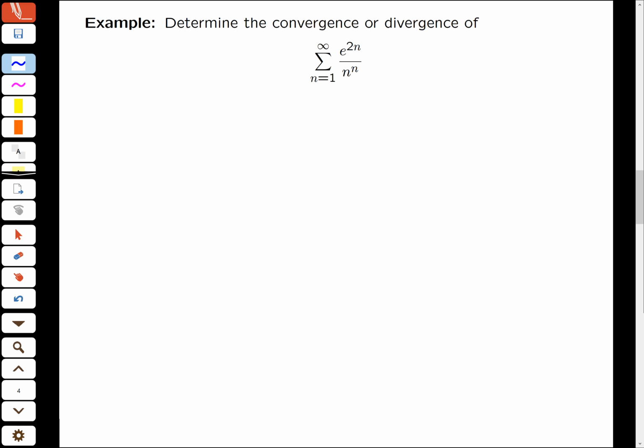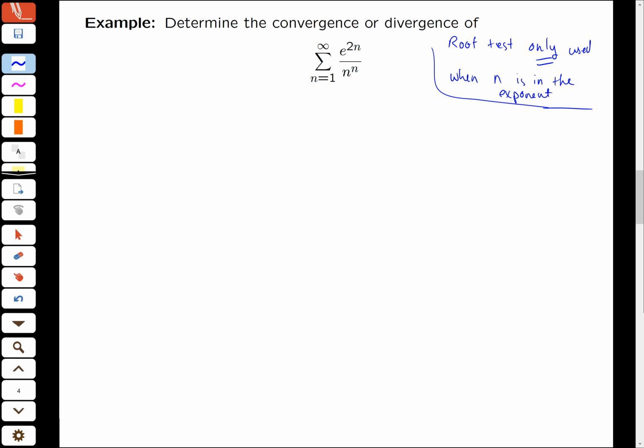Determine the convergence or divergence of this series, e to the 2n over n to the n. Notice that the root test is only used when n is in the exponent. That's important to write down. Root test is only used when n is in the exponent. Don't apply it any other time. It's very painful in all other times. So only use it when n is in the exponent.